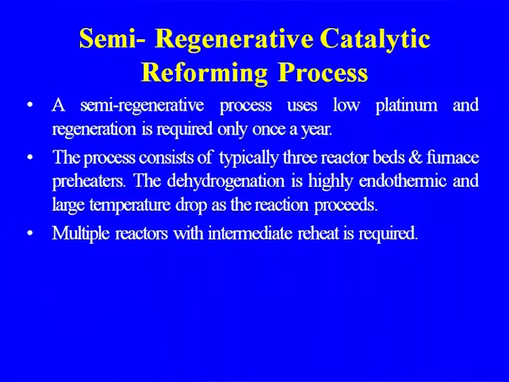The semi-regenerative process uses low platinum and regeneration is required only once a year. The process typically consists of 3 reactor beds and furnace preheaters in each stage, because normally the 3 reactors run in series, and the product goes from one reactor to the second, second to the third, with inter-reactor heating in between. The dehydrogenation is highly endothermic, because this is the main reaction taking place in catalytic reforming, and there is a large temperature drop as the reaction proceeds.